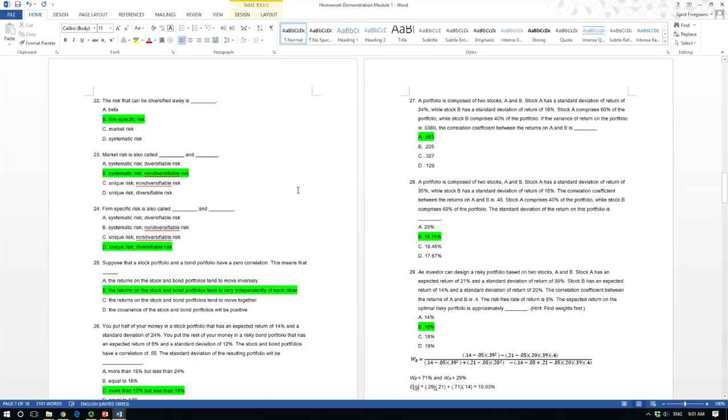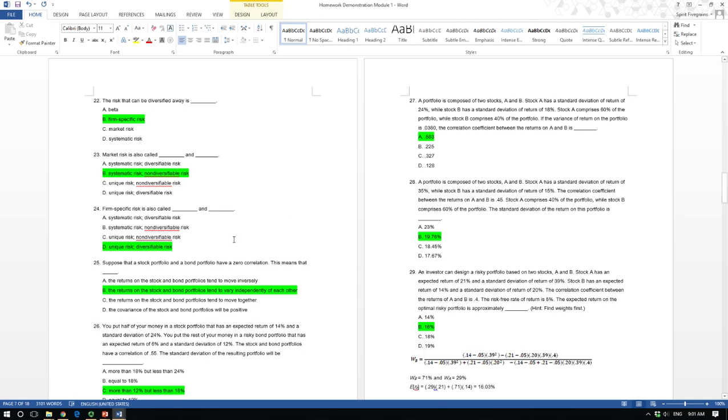Number 23. Market risk is also called what and what? So here, market risk has several nicknames. It's systematic risk, because this is the risk borne by the financial market. And this risk cannot be diversified away. So here, you already see the best answer, B: systematic risk, non-diversifiable risk, or market risk. They are the same thing.